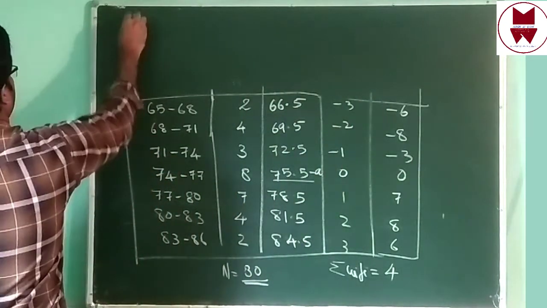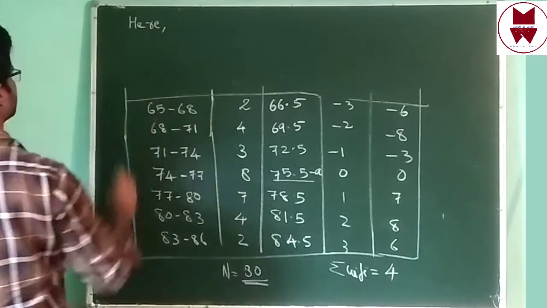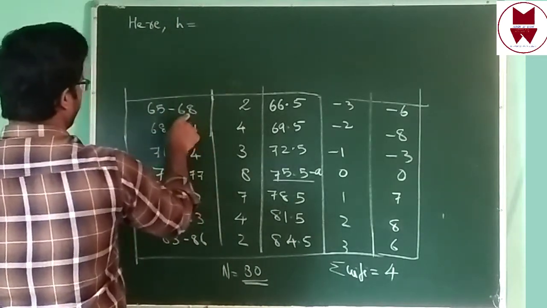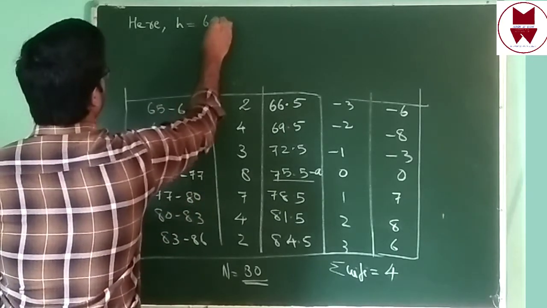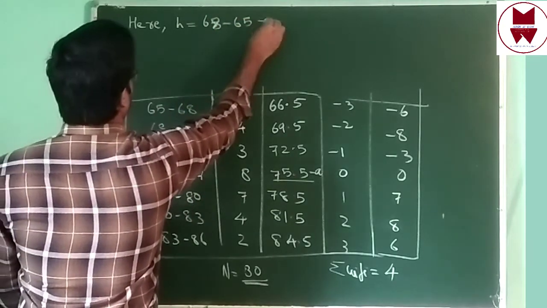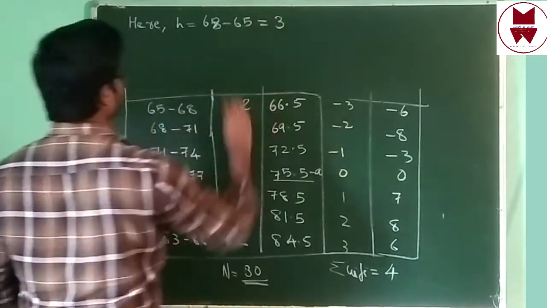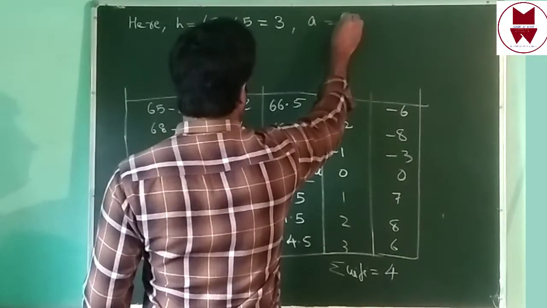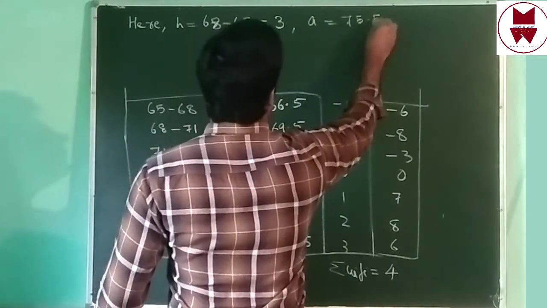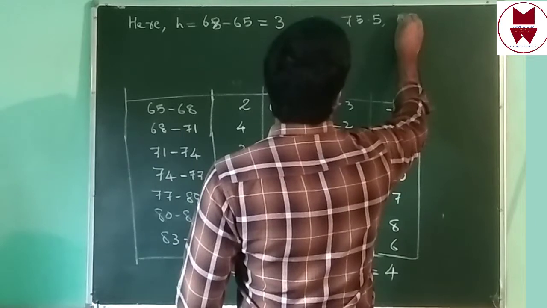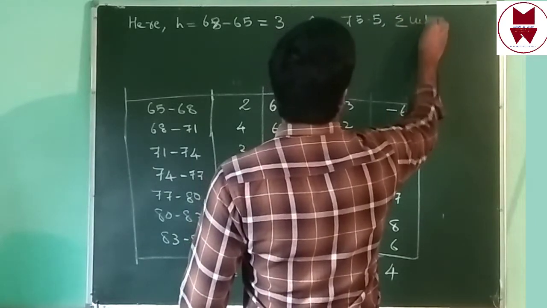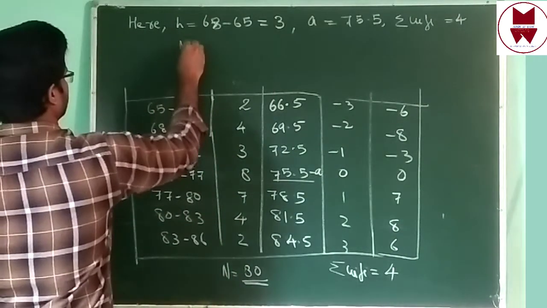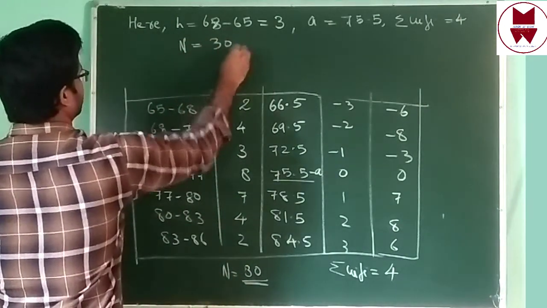Then we can write what things we need. Here, first we can write h. h means 68 minus 65 equal to 3. Class width will be 3. And then a means 75.5. Then sum of ui fi equal to 4. n equal to 30.